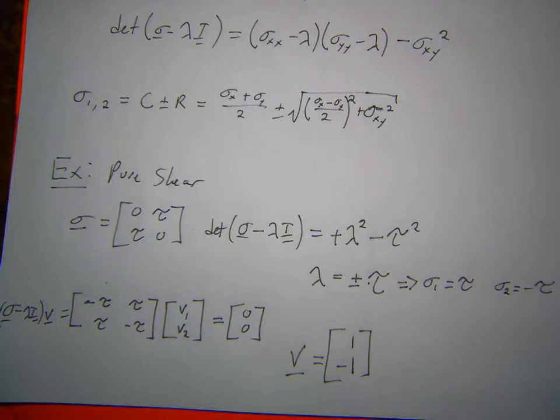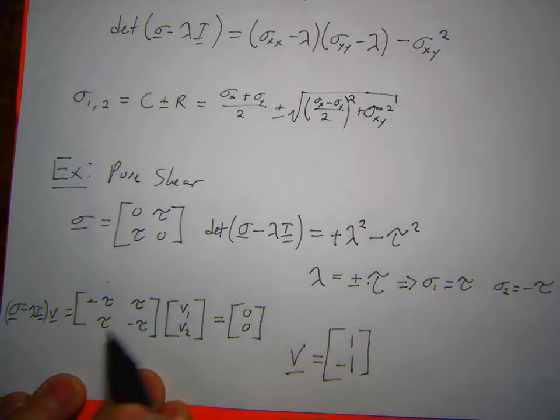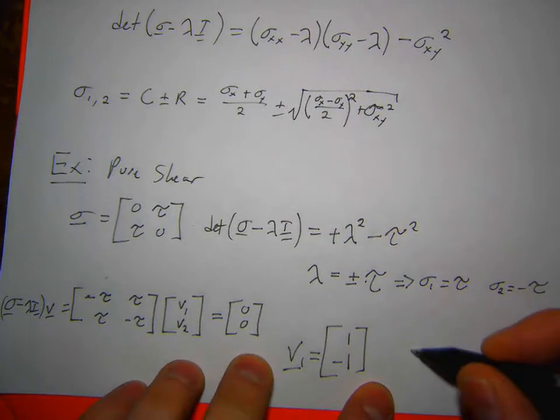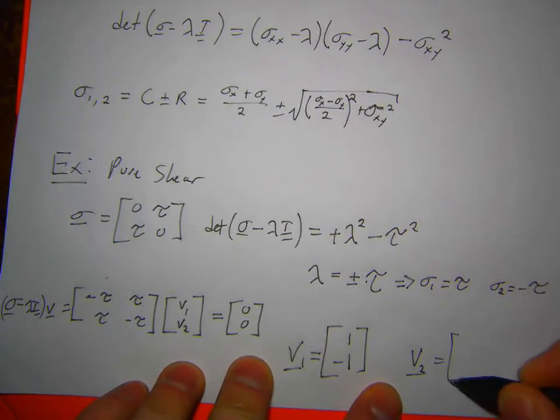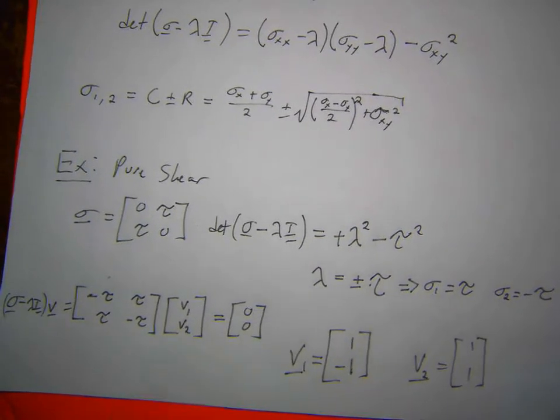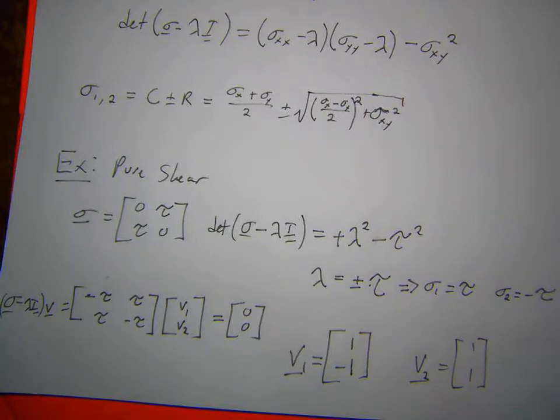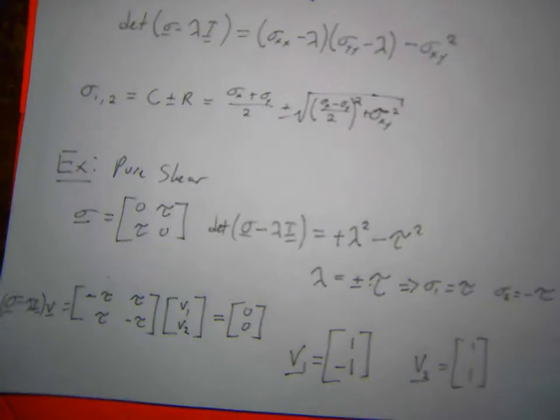So V is just our direction vector then? Yes, V is the direction that the principal stresses would be in. So the other vector, if I plugged in a positive tau, my V1 and V2 would be 1, 1, which are orthogonal. So that means now that's my 45, minus 45, or 45, 135. I can do math in my head.